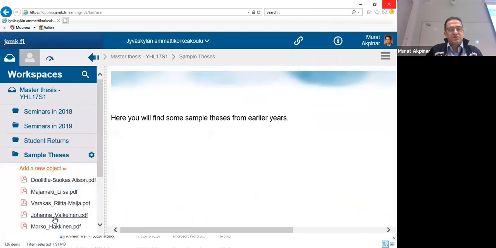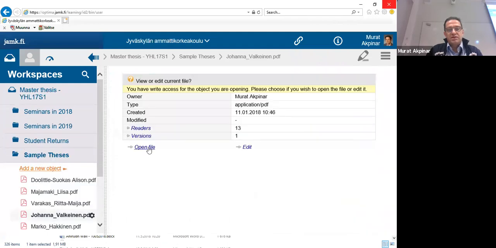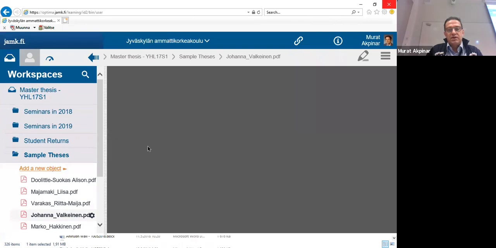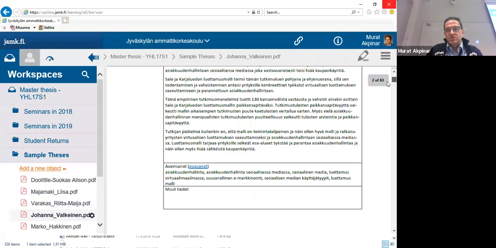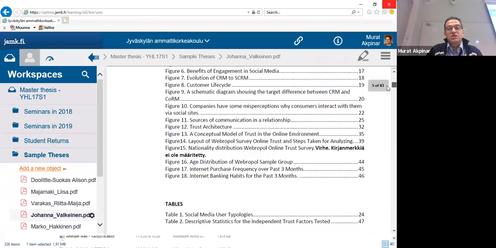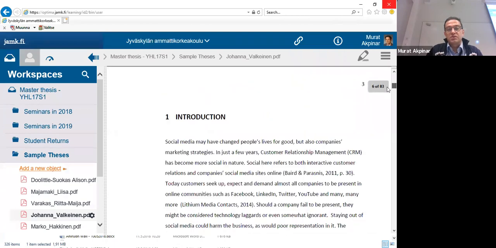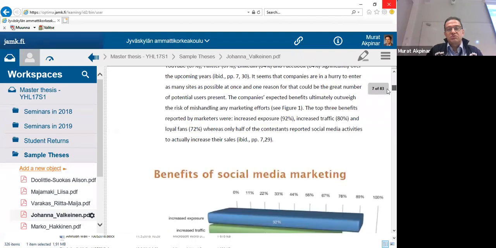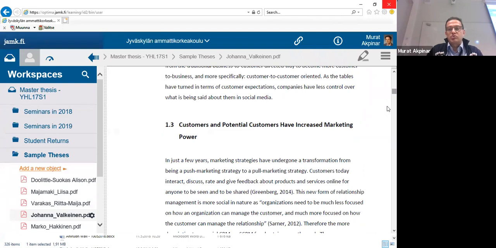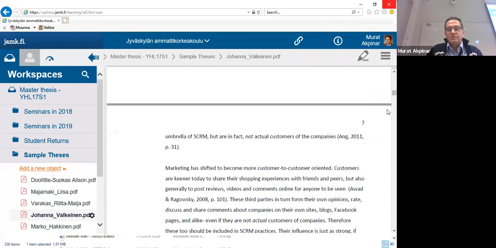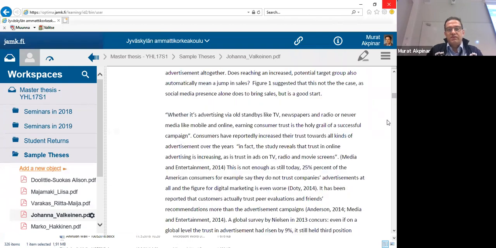Sample thesis, Johanna Valkeinen. I have prepared it nicely that we start with the research questions. So let's start with the same logic. Let's first have a look at the research questions, and then let's have a look at the theoretical framework.